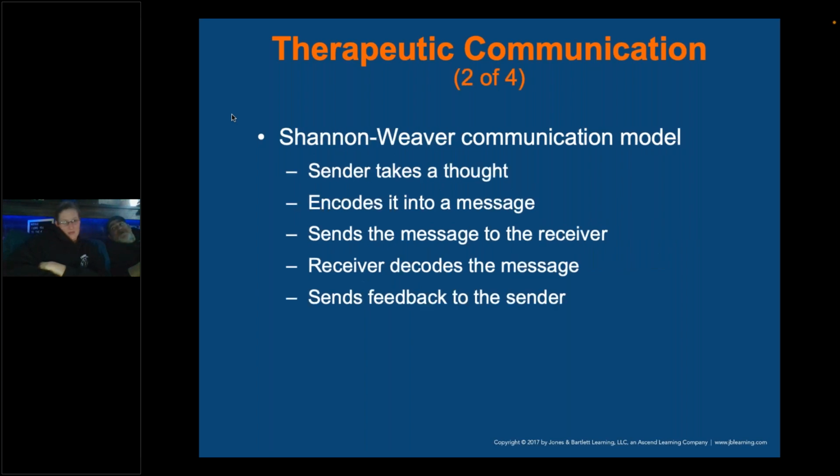So we look at the Shannon-Weaver communication model. The sender takes a thought, encodes it into a message, and then sends the message to the receiver. The receiver decodes the message and then sends the feedback back to the sender.